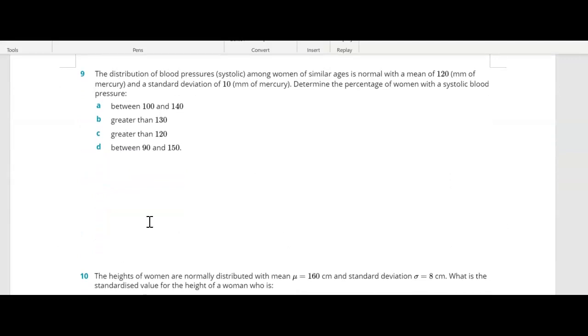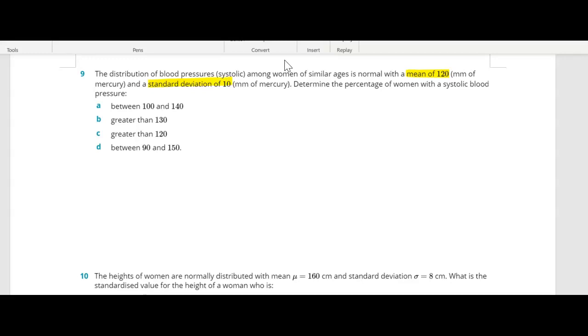All right, so let's jump into some questions. The distribution of blood pressures among women of similar ages is normal with a mean of 120. So let's highlight that: a mean of 120 and a standard deviation of 10. Determine the percentage of women with a systolic blood pressure, and so on.